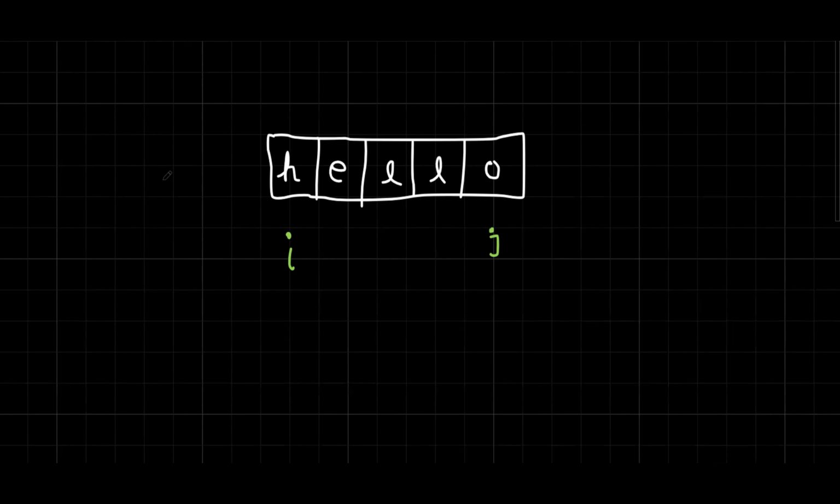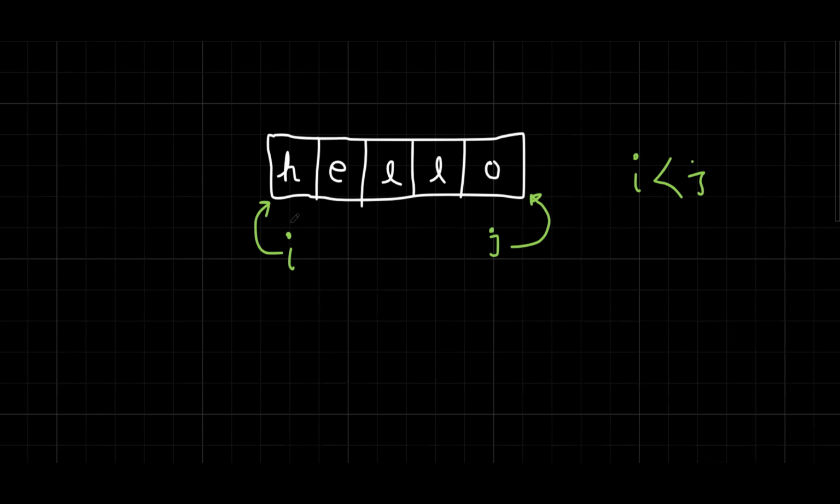For the simplicity of the algorithm, we have taken the first example, which is hello. We will solve this problem by using the two-pointer approach. At first, we will take two pointers. The pointer I will point to the first character of the input, and pointer J will point to the last character of the input. Now, we will check whether the pointer I is less than J or not. If it is, then we have to swap the characters present at the I and J indices.